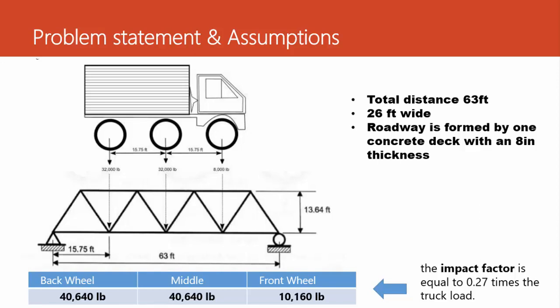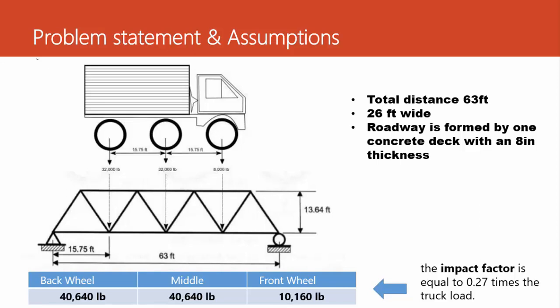To understand what the impact factor is: when cars and trucks move across the bridge, they normally produce dynamic oscillations of the bridge structure. This dynamic oscillation will in turn produce forces in each member that are higher than the forces obtained if the loads were statically applied. These additional dynamic forces can be modeled using a dynamic amplification factor, or what we call the impact factor. In our case, we will assume that the impact factor is equal to 0.27 times the truck load, which is 27% extra load. This dynamic amplification load should be added to the load of the truck.